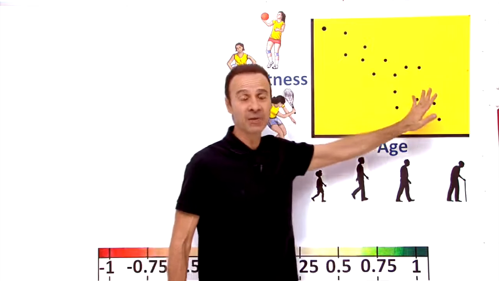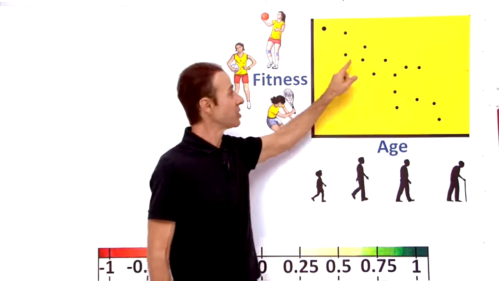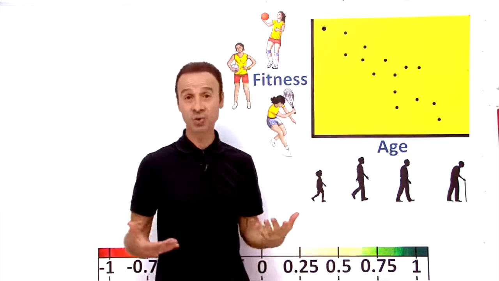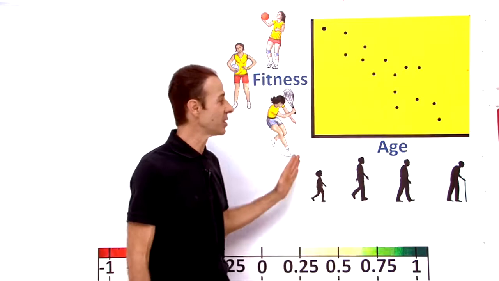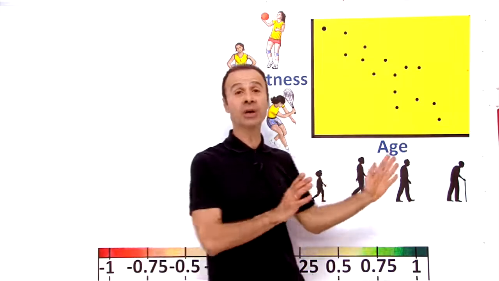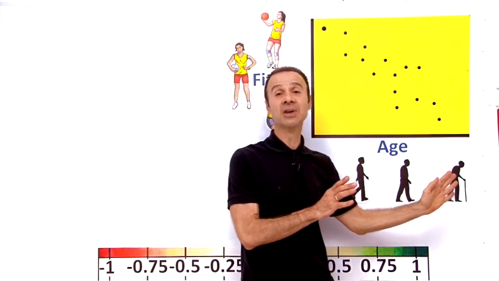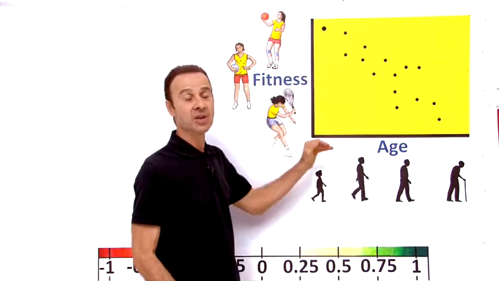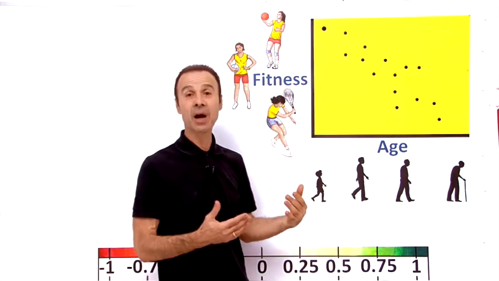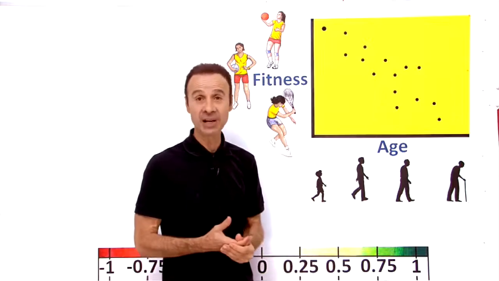Now the scatter plot over here is drawn and you can see the points, and there seems to be a direction, there seems to be a downward trend. Now what does that mean? Well, what do you think? As you get older, what happens to your fitness? Fitness decreases, doesn't it? And as you get younger, fitness increases. So that means there's a negative, moderate correlation between the two.